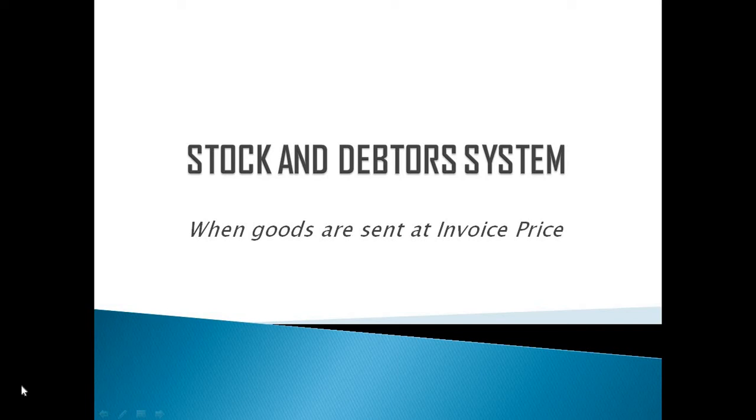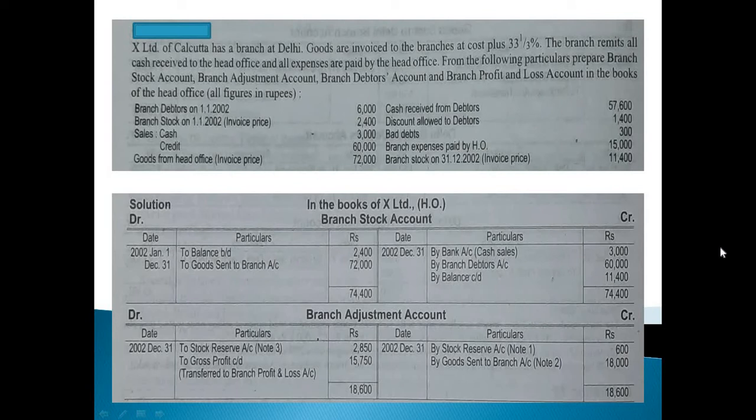In this video, you're going to see a problem on stock and debtors system of branch accounting when goods are sent at invoice price. The problem says X Limited of Kolkata has a branch at Delhi, and while sending the goods, they are sending it at cost plus 33 1/3%. So it means at invoice price of 33 1/3%.